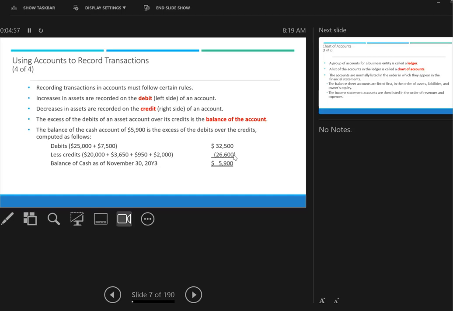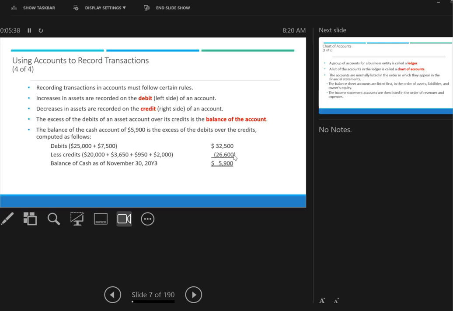Decreases in assets are recorded on the right side of the account, which is always called the credit side. The excess of the debits of an asset account over the credits is the balance of the account. An asset should always have a normal debit balance. Does that make sense? Now, another thing I just want to show you, I'm going to show it to you this way.